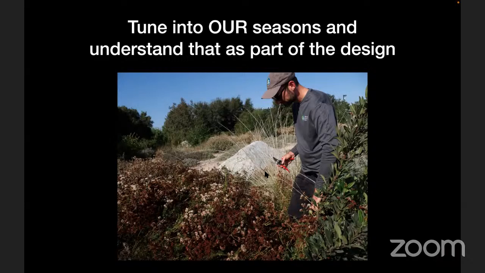And there's a beauty in that. Things like California buckwheat right here, that when the seed heads form and when the flowers fade, they turn this rust color. This is not something to be cut off. This is part of the aesthetic and something to be cherished. And that makes our gardens much more enjoyable and much less work as well.